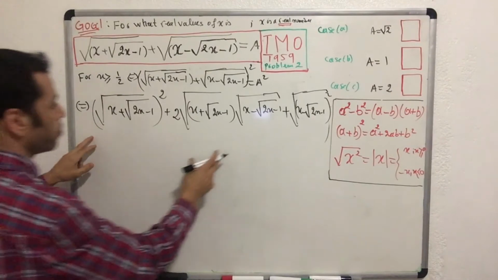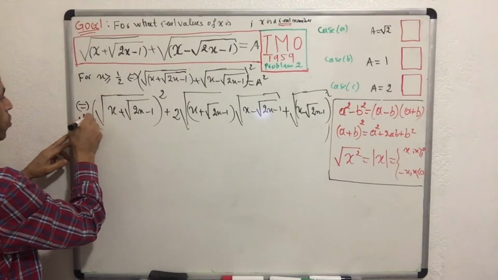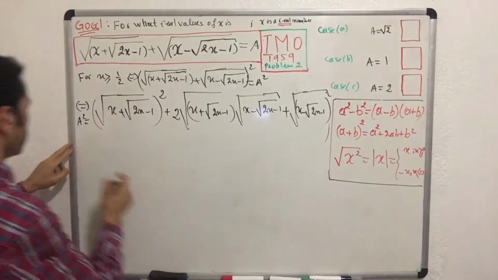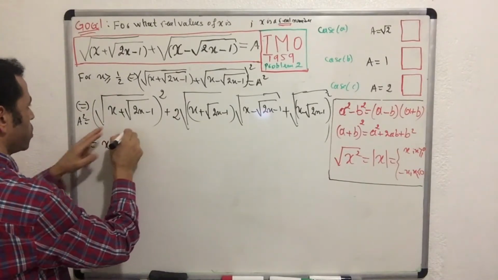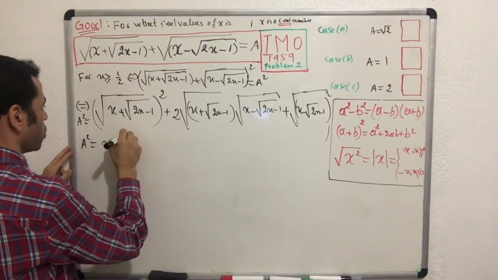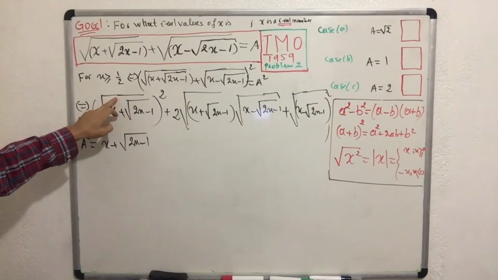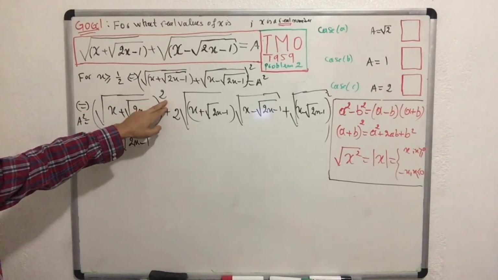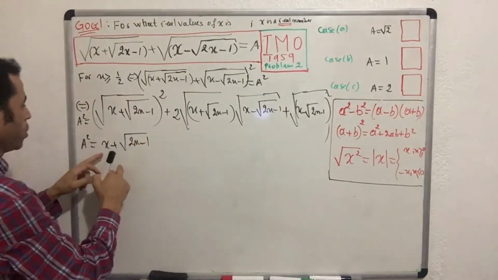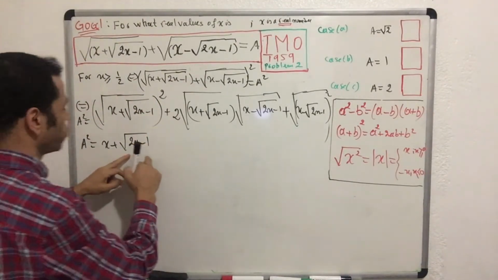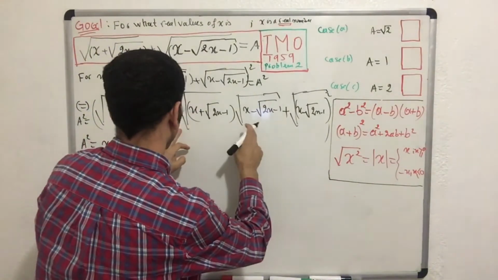So now this equals A squared. Now my equation becomes A squared equal, this one is giving me x plus square root of 2x minus 1, because you have the power 2 and the square root, the power 2 goes with the square root and it's going to be simplified. So my equation becomes x plus square root of 2x minus 1 plus this term.